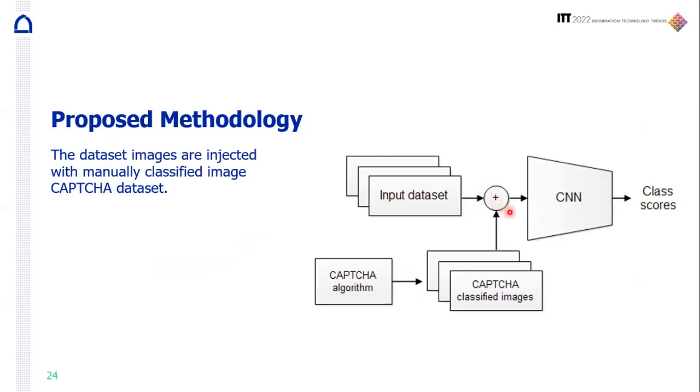So the main idea of my proposal is to have a CNN network, and the CNN network has an input dataset, but I'm going to enhance this input dataset by adding more classified images using the captcha technique or captcha algorithm. The captcha algorithm will produce more accurate classification, or you can say manually classified images, added to the input dataset, and then we can train our CNN on this new dataset.